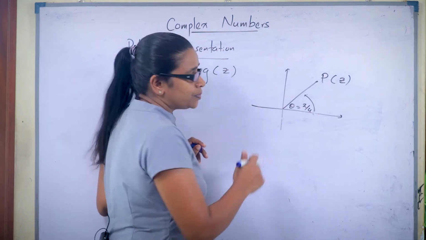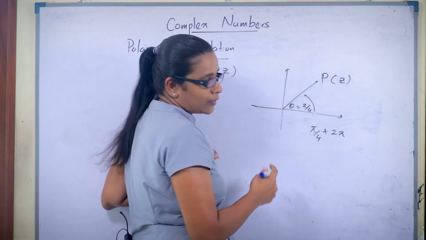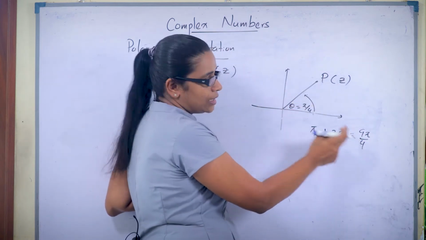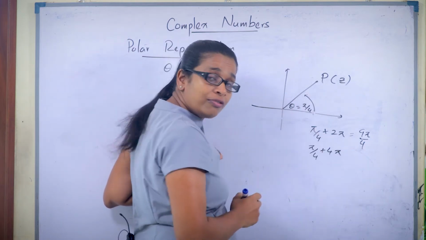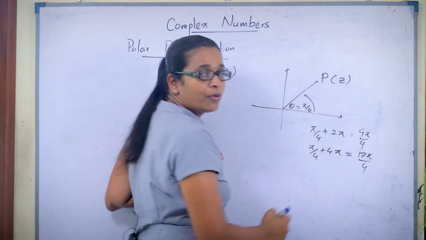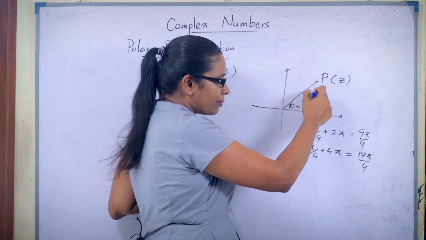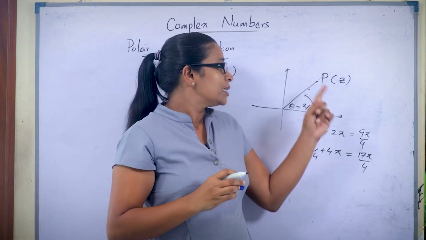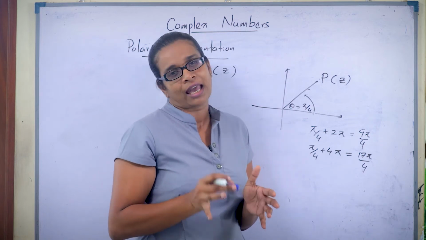What does it mean? Look at this one, π over 4 plus 2π. Truly, it is 9π over 4. The same position is indicated by this angle also. If you take another rotation, that means 4π, again you will get the same position, 17π over 4. Then what about the other side, in the clockwise rotation? You can take minus 2π also for this same position. What does it mean? This position consists of infinitely many angle values.